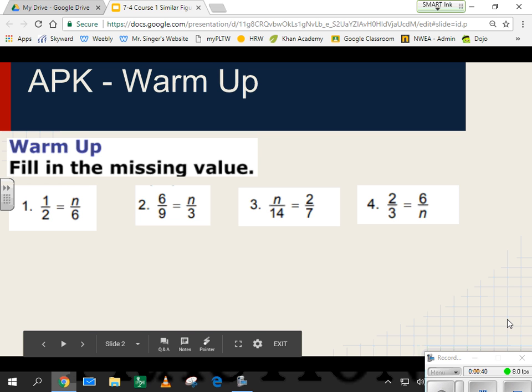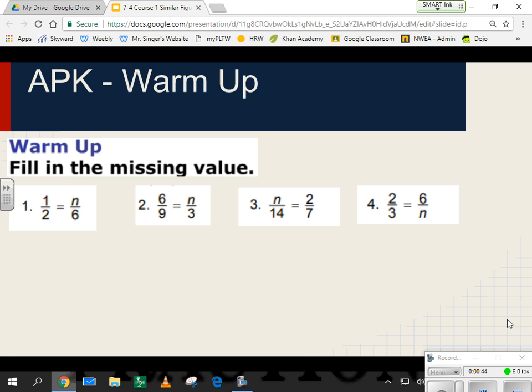So your warm-up is solving for those missing values, just as you did in the last unit. So come back to me once you've figured out what the value of n is for every single number. Good luck.